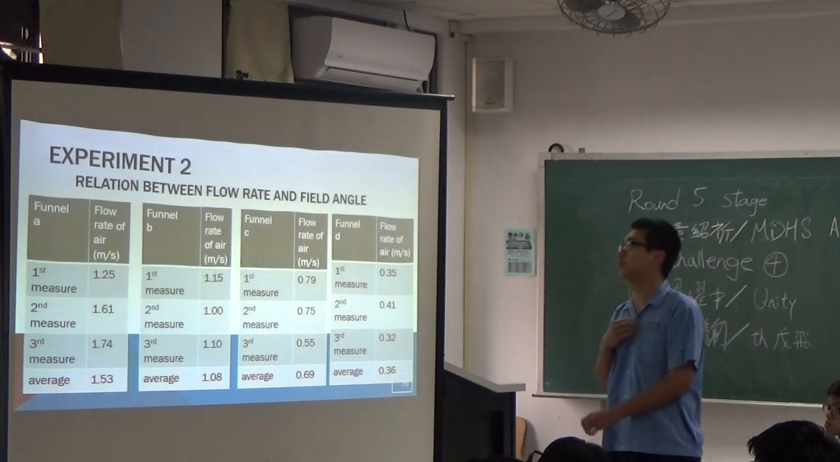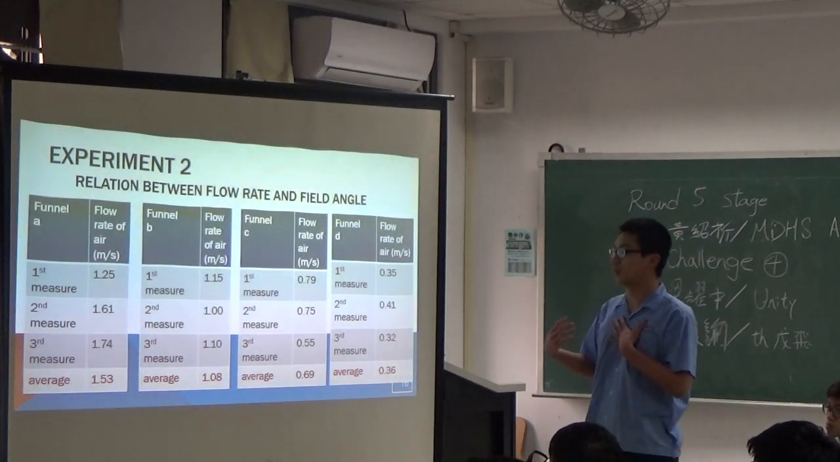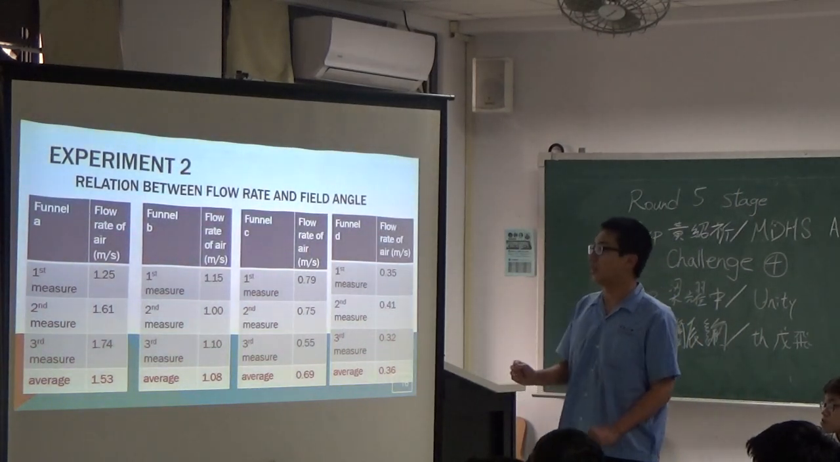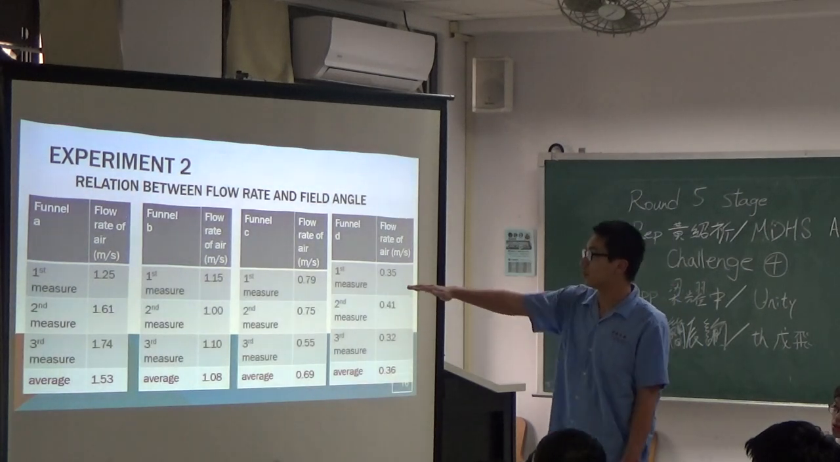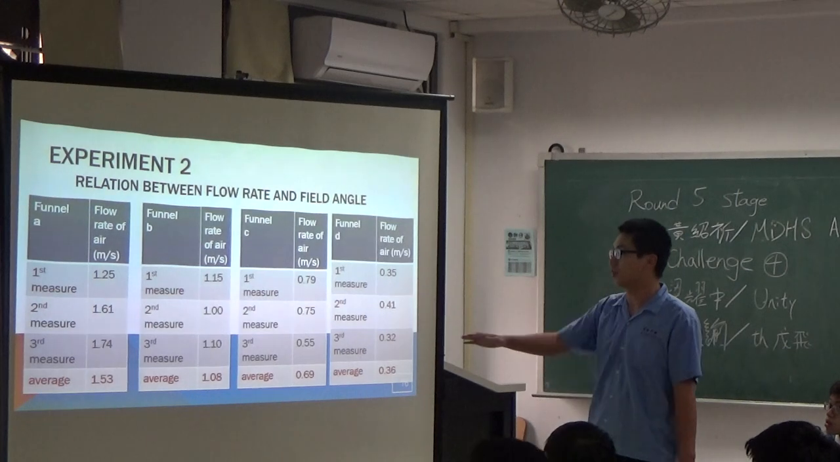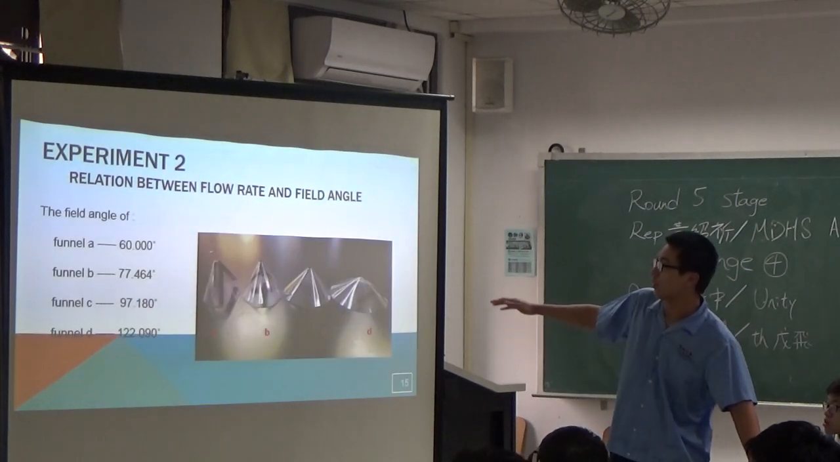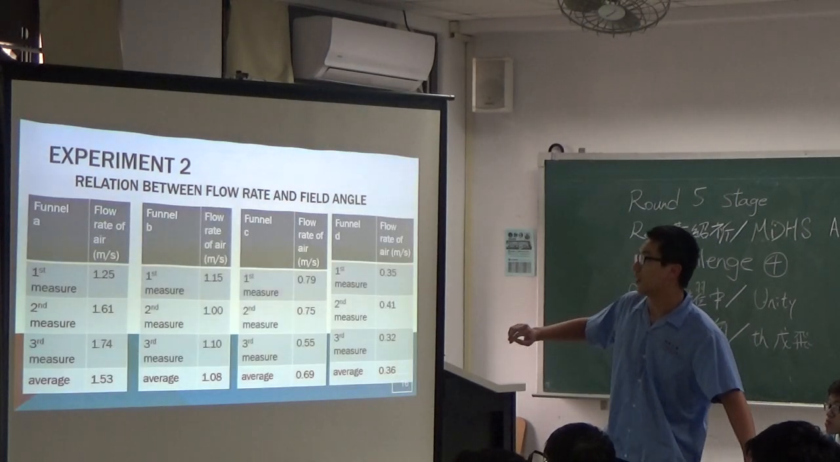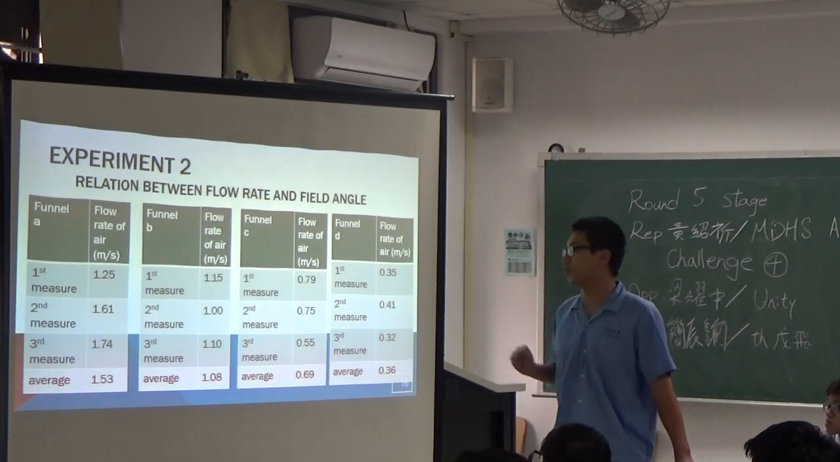And this is the data of our experiment two. And you can see funnel A, funnel B, funnel C, funnel D, and the average down here. That means if the funnel angle is smaller, the flow rate you need to suck the ball up is bigger.